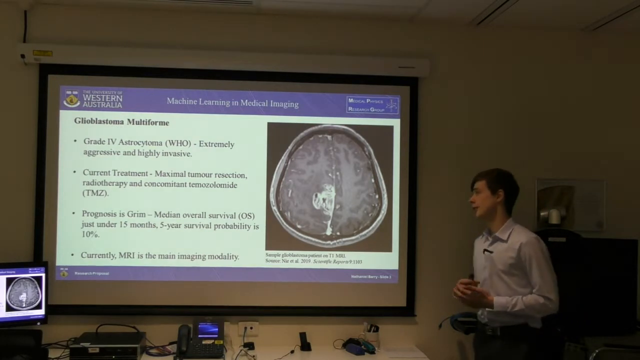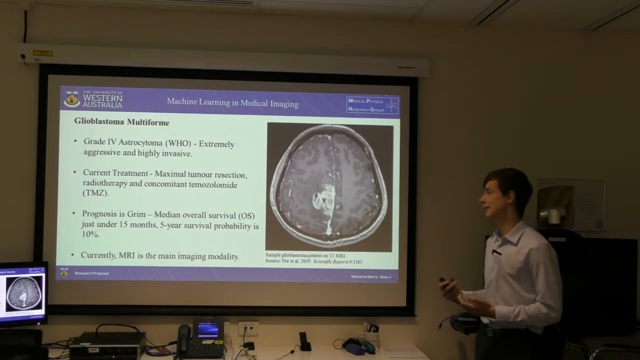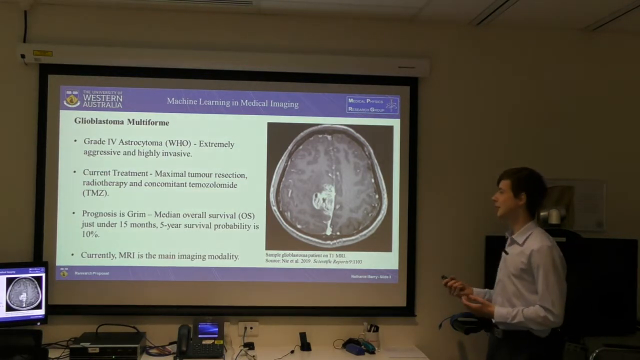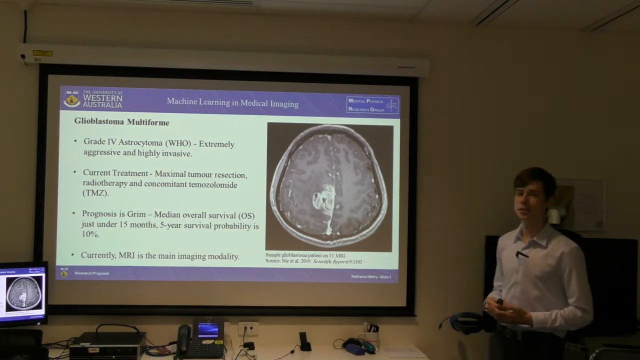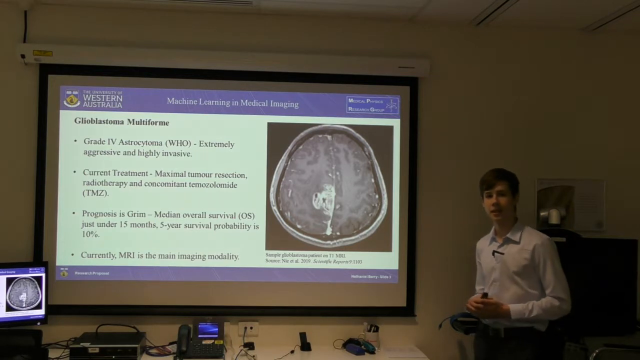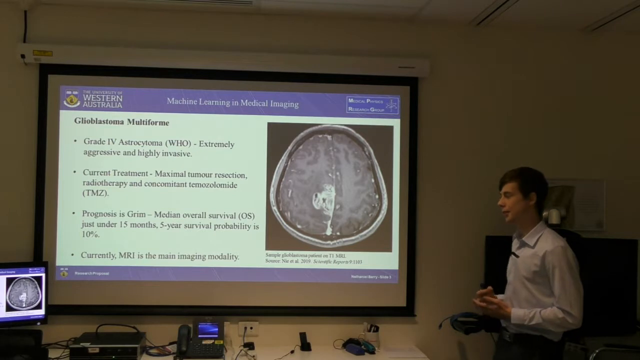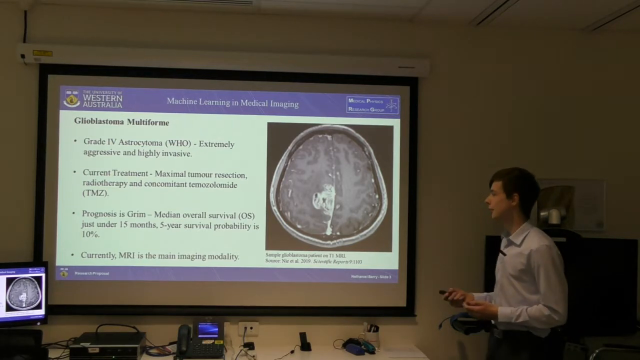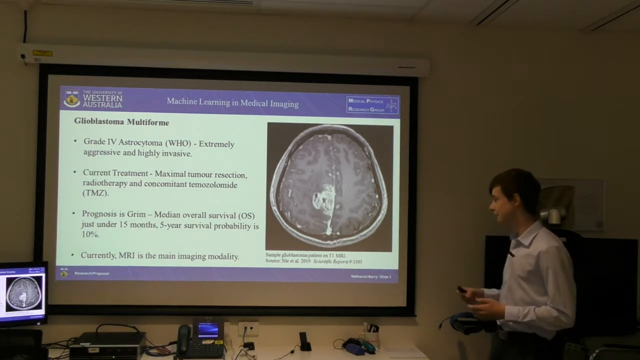Glioblastoma is one of the deadliest forms of malignant tumor that a person can be diagnosed with, and is classified as a grade 4 astrocytoma by the World Health Organization. It is an extremely aggressive and highly invasive disease of the brain. Current treatment involves maximal tumor resection followed by radiotherapy and concomitant temozolomide, which is an alkylating agent. Even with this relatively new development in treatment, the prognosis for patients is still grim, with a median overall survival of just under 15 months and a 5-year survival probability of around 10%.